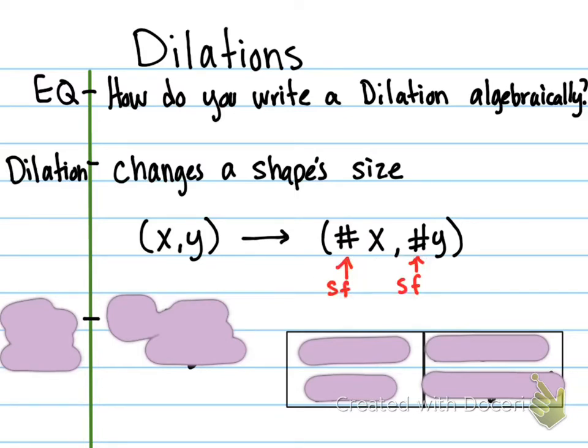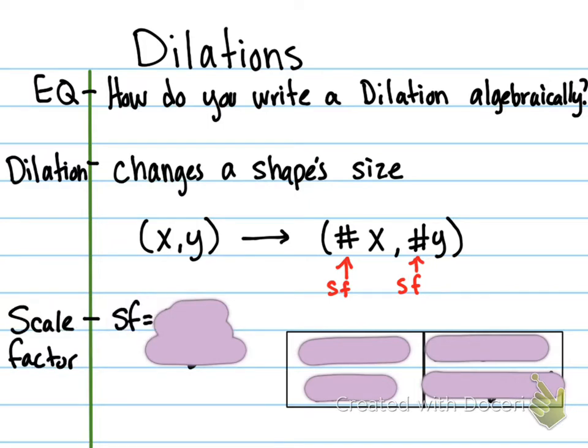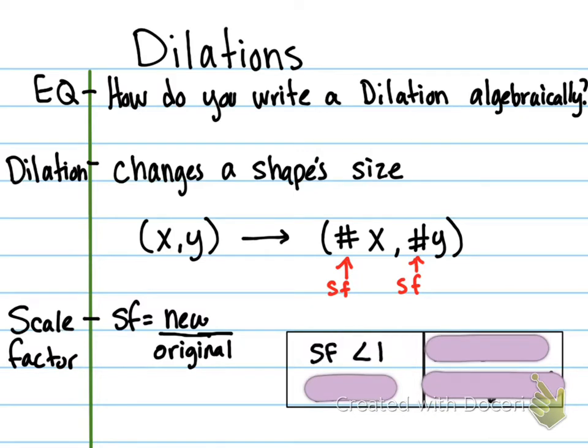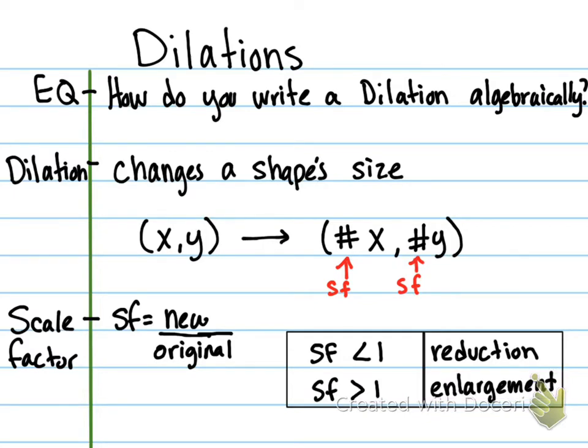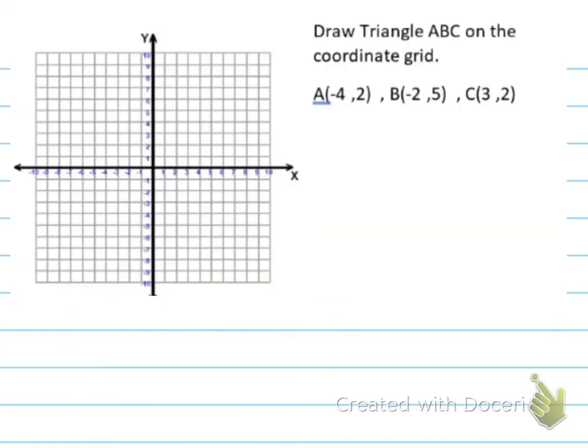So we are still talking about scale factors, and as a review, for a scale factor we have the formula new measure over the original measure. And as a reminder, if your scale factor is less than 1, you get a reduction. If it's greater than 1, then you get an enlargement. Okay. So we're going to do a few questions together.